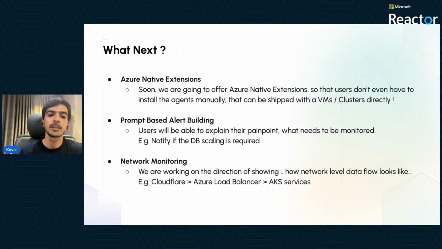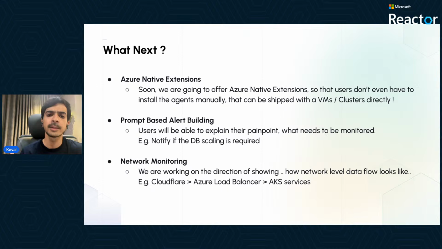So let's say a user mentions that I want to get notified if my DB needs to be scaled. Users just need to add this prompt, and our system will automatically pick the right metric, right thresholds, and right collection interval details to notify the user on their favorite platform like email, Slack, or anything. Again, like the dashboard, things will be easier for alert setup.